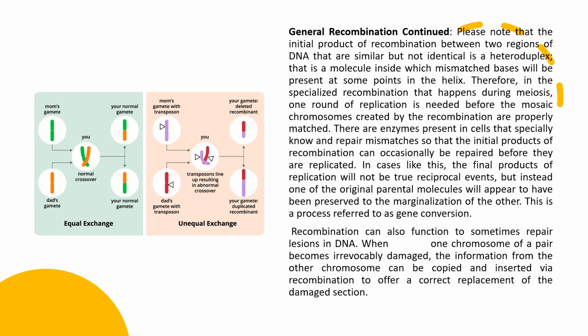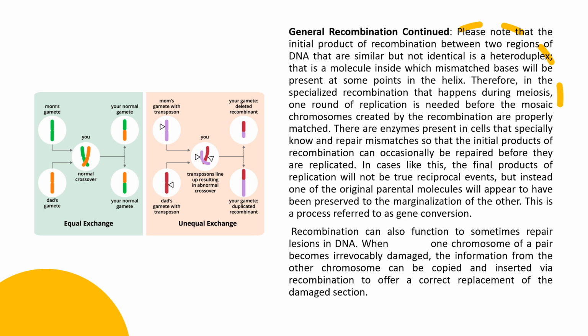It should be noted that the initial product of general recombination between two regions of DNA that are similar but not identical is a heteroduplex. That is, a molecule inside which mismatched bases will be present at some points in the helix. Therefore, in the specialized recombination that happens during meiosis, one round of replication is needed before the mosaic chromosomes created by the recombination are properly matched.